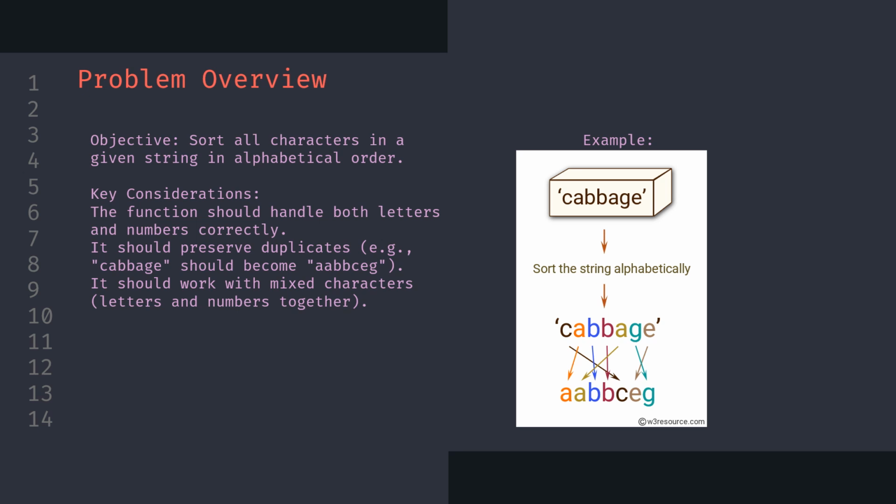In this problem, we need to take a string and arrange its characters in alphabetical order. The function should correctly sort letters while also handling numbers if they are included in the string. We will make use of JavaScript's built-in array functions to accomplish this efficiently.